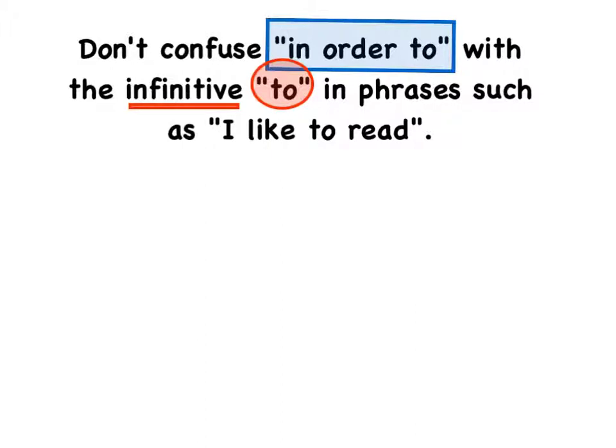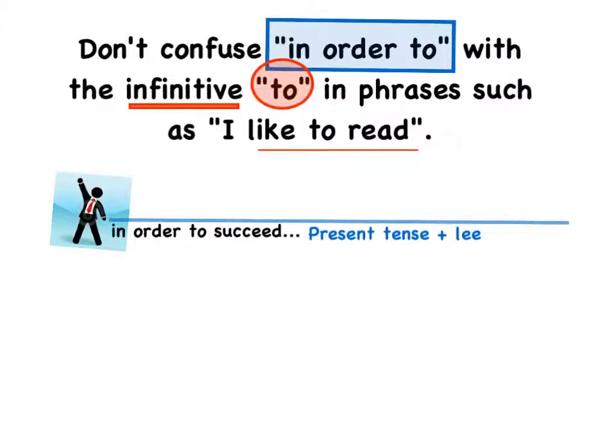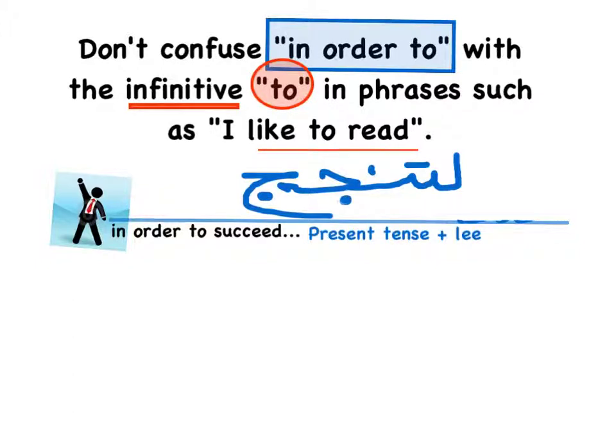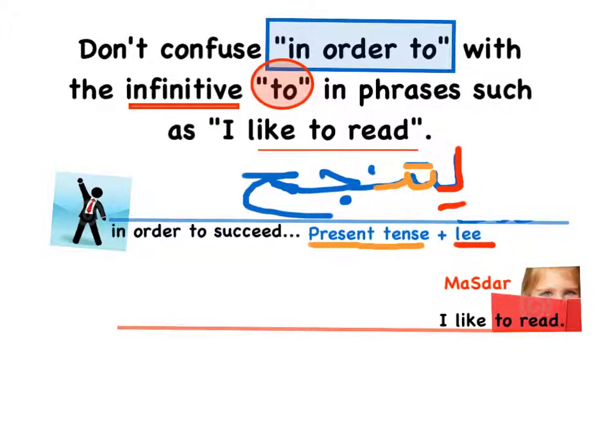Okay, now this is an alert. Don't confuse in order to with the infinitive to in phrases such as I like to read. So if you have in order to succeed, we're going to use present tense plus ل. We say لتنجح. Let me write here because it will be clear. لتنجح. So don't confuse the to in the infinitive with in order to. And in this example we have I like to read, and it is أحب القراءة.